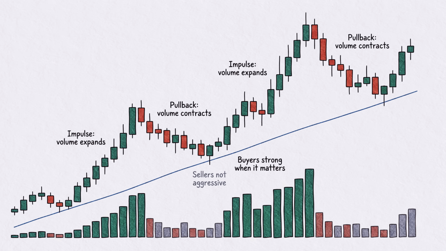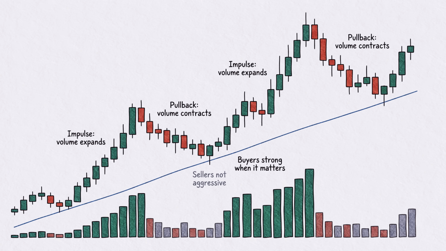A healthy trend is not just price moving in one direction. A healthy trend has participation behind it. In a strong uptrend, here is what volume should tell you. When buyers push price higher, breaking levels, making new highs, volume expands. Buyers are committing capital at higher prices. Participation increases in the direction of the move.